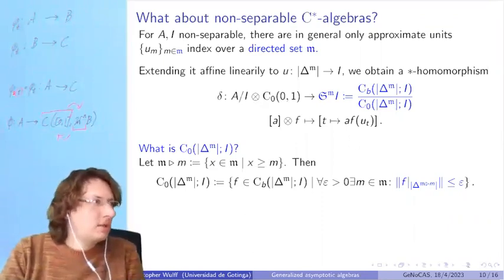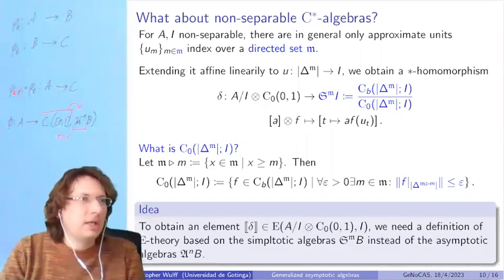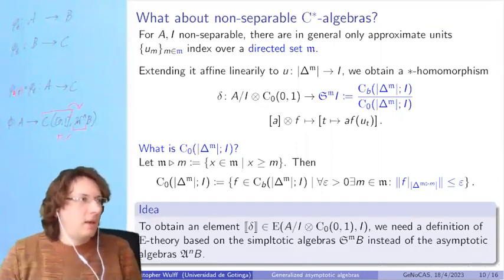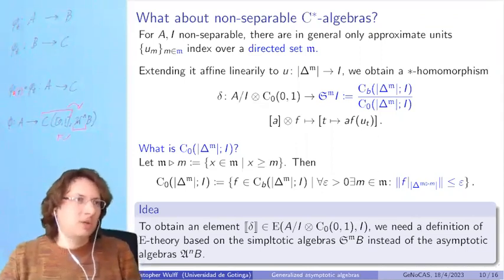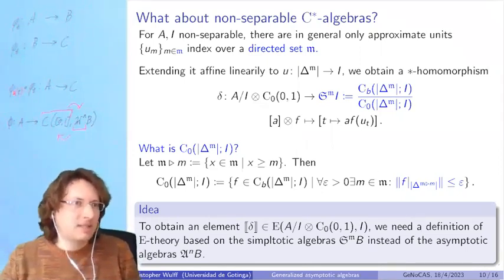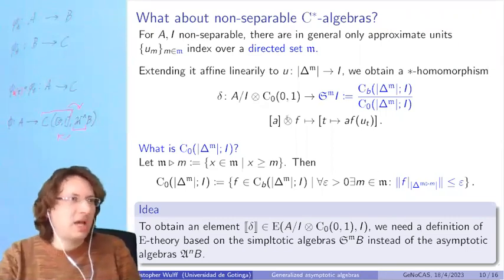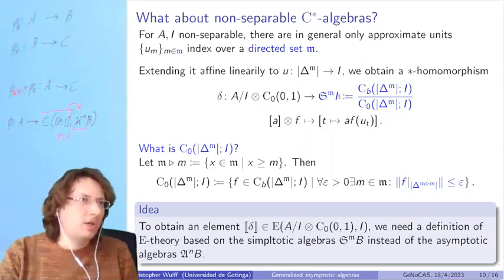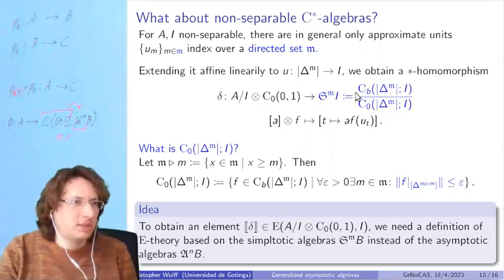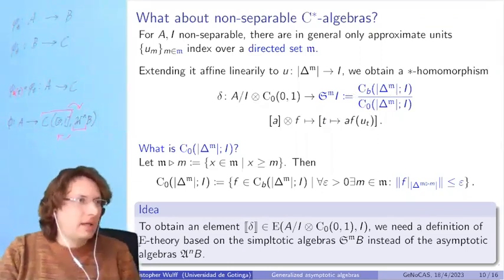Okay, and now the whole idea of my project was, if we want to have a model of E-theory where we have long exact sequences, even for non-separable C-star algebras, then we should define E-theory modeled on these new symptotic algebras instead of the asymptotic algebras, because then we have a chance that these star homomorphisms here actually give rise to E-theory classes, which we can then use to prove the long exact sequences. And so that's what I did.